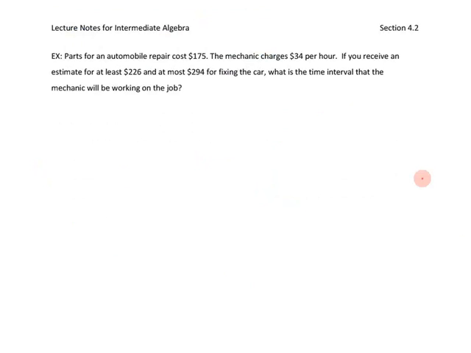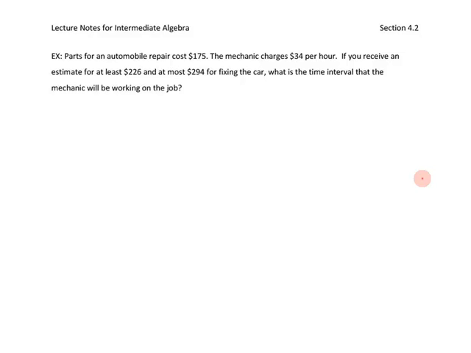All right, to wrap up section 4.2, let us do a word problem, a real-life problem. Parts for an automobile repair cost $175, and the mechanic charges $34 an hour for labor. If you receive an estimate for at least $226 and at most $294, what is the time interval that the mechanic will be working on the job?